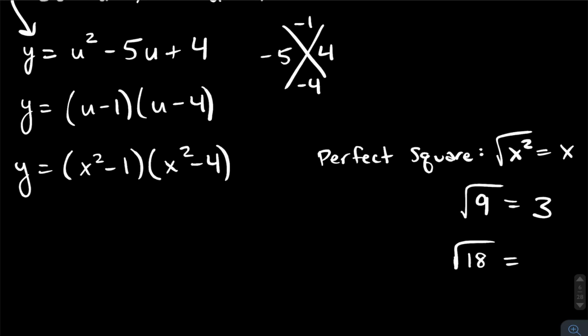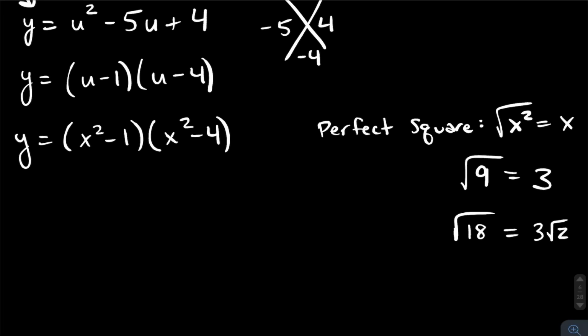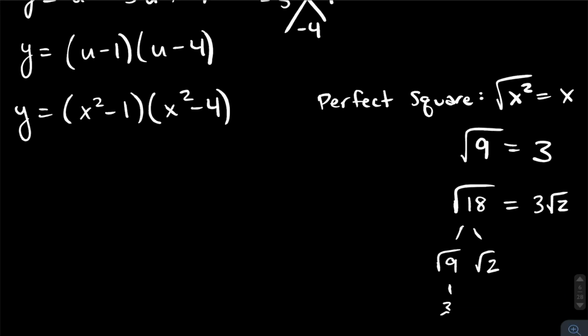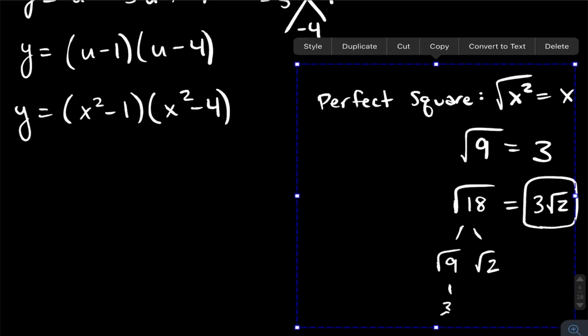And so I think you get, what, 3 rad 2, right? Because this is the square root of 9 times the square root of 2, and that's 3. Yes, you get 3 rad 2. So you can't eliminate the radical, and so 18 is not a perfect square. And so that's the whole idea.